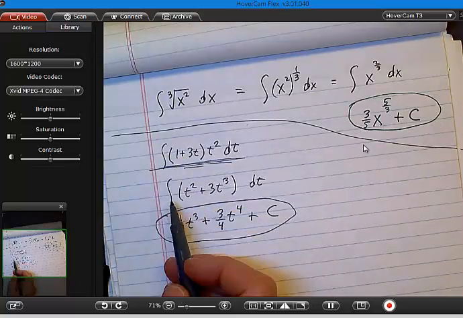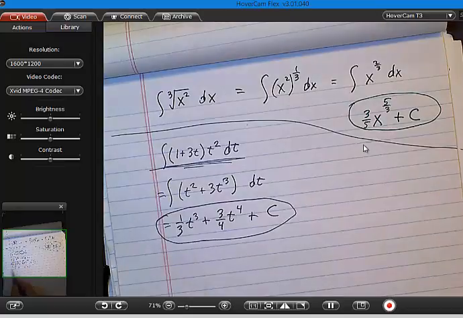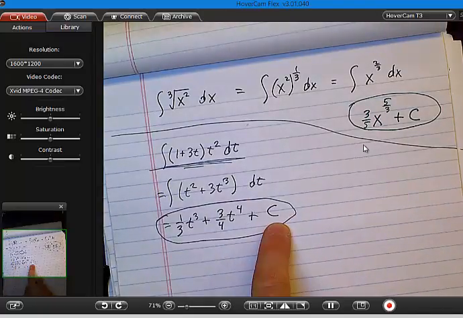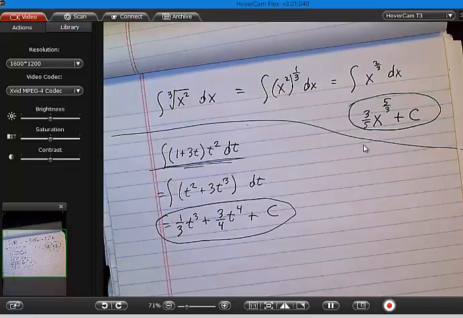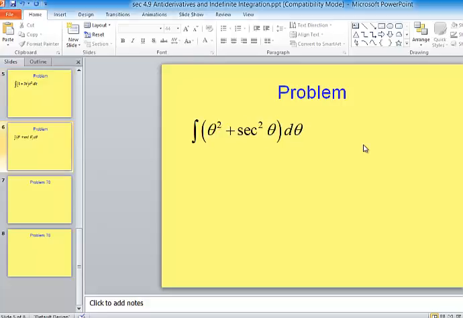I mean, I guess this equals that, right? The antiderivative is this family of functions, is what you have. Okay? All right, moving on. Oh, yeah, I like doing a trig one once in a while. I think that's smart to do.